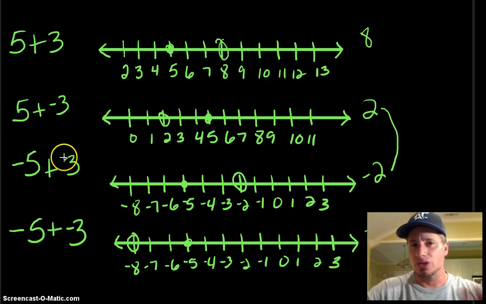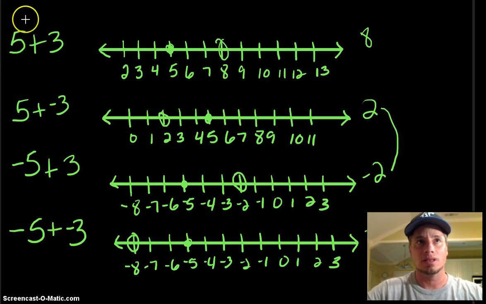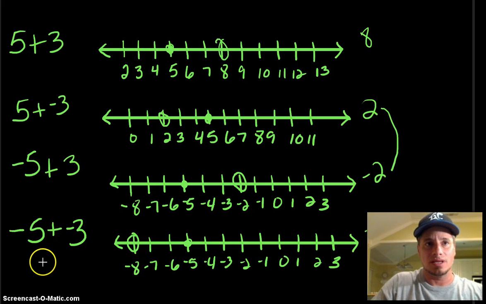So what kind of rules can we use that will help us to remember this every time? Well, if it has the same sign, like the top and bottom, you find the sum.